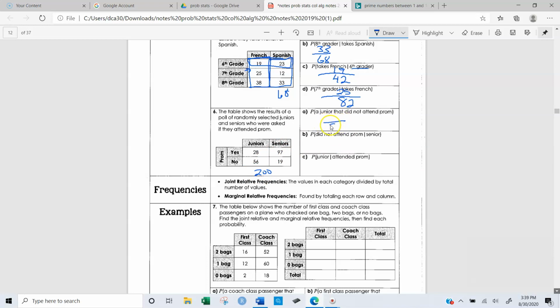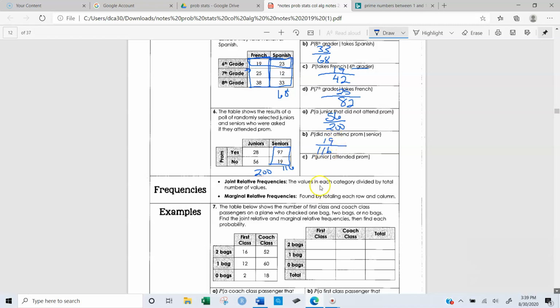So out of my 200, a junior that did not attend prom. Junior, no prom, 56. So I hope you got 56 out of 200 there. The next one did not attend prom and they were a senior. So now you're looking at this group here, a senior. So you added those up and you should have got, there's 116 of them. So we have 116 we're looking at because that's my seniors. Did not attend prom would have been 19.